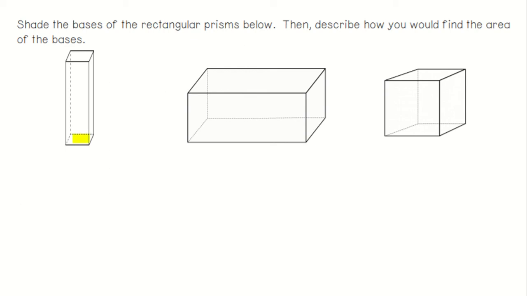Okay, I'm going to shade the base. The base is most of the time, the obvious part is that it's just what it's sitting on, right? The bottom of the shape. Those are the bases shaded. Now let's find the area of these. Okay, what shape is that? That is a square.